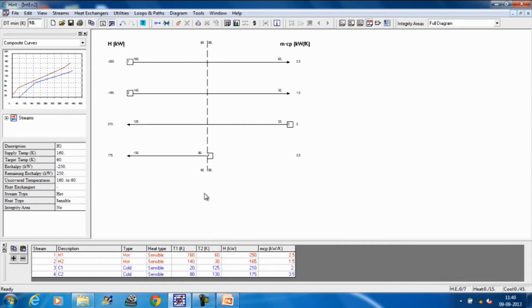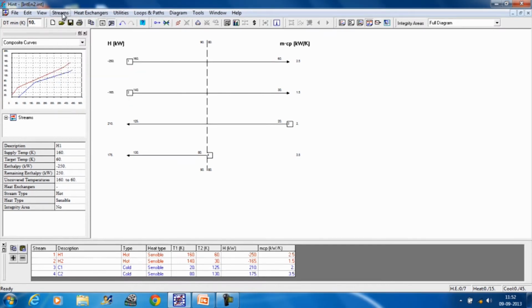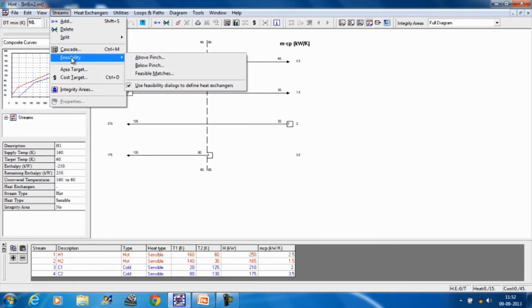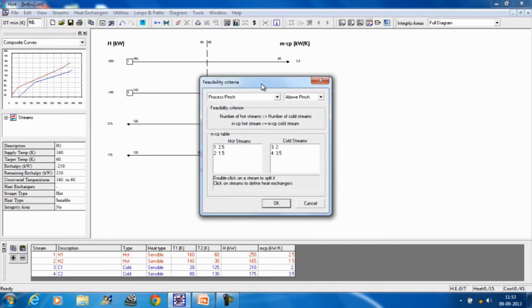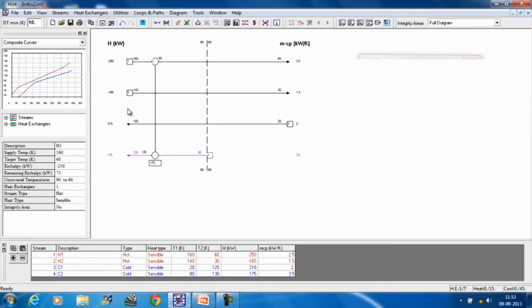So, this is the grid diagram which I get for this stream table. Now, we have to place heat exchangers. The first heat exchanger we place is a pinch exchanger, so we go via this route, feasibility above pinch. Here the MCP of the hot stream is less than the MCP of the cold stream, so this can be matched with this. So, I place a heat exchanger.